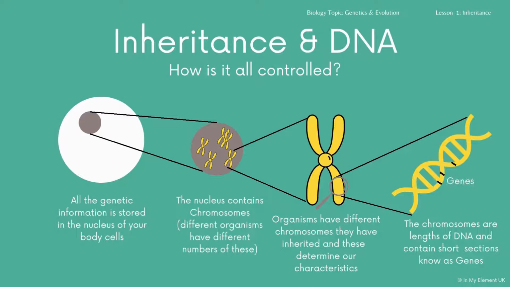Now, on that strand of DNA are genes. So we've gone up in stages. The nucleus will contain the chromosomes. The chromosomes are what the organism has inherited from their parents, and the chromosomes help to determine the characteristics. Now, genes will code for a specific characteristic. So there will be a gene for hair colour, a gene for eye colour, for example.